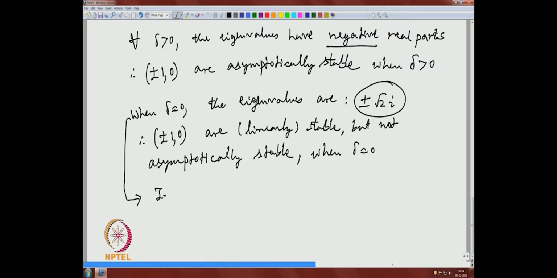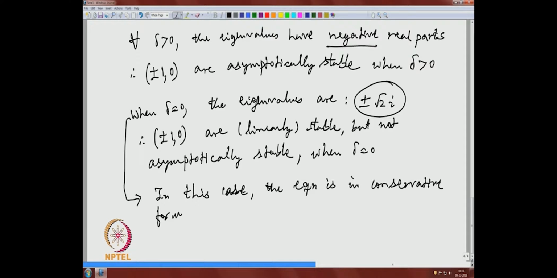In this case, the equation itself is in conservative form, and we will study these things a little later in detail. So, at that time again I will recall this.